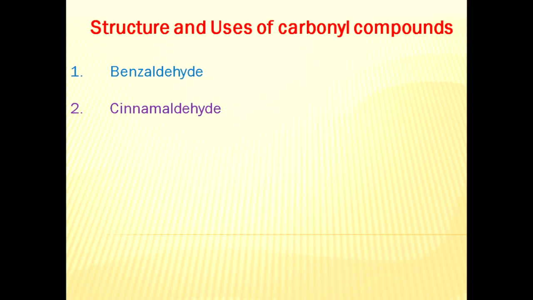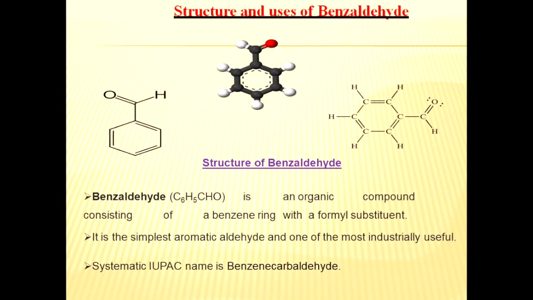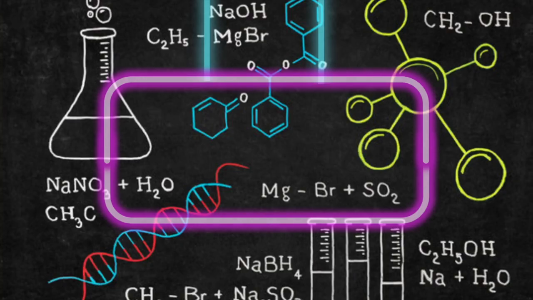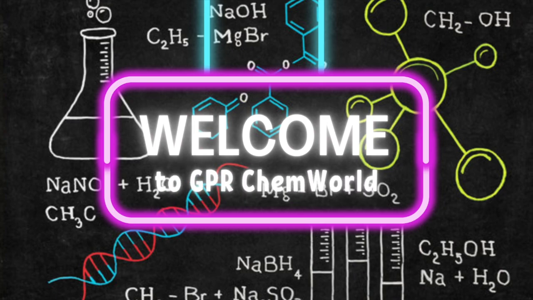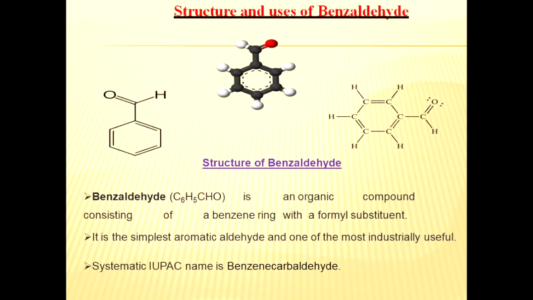In earlier classes we have seen the structure and uses of formaldehyde and paraldehyde, which are aliphatic aldehydes. Now today we are going to discuss the structure of aromatic aldehydes, that is benzaldehyde and cinnamaldehyde. We will see the structure and uses of benzaldehyde. Benzaldehyde is an aromatic aldehyde which contains an aromatic benzene ring and an aldehydic group.